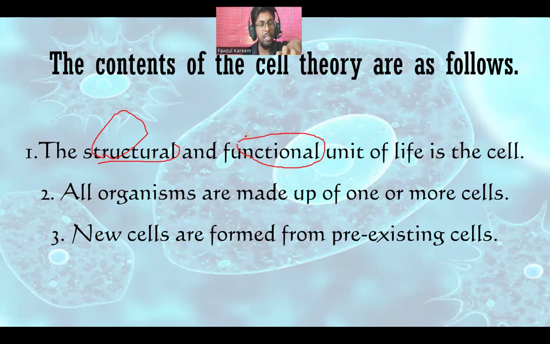The functional unit means they are the ones who work, and because they work, we work. The cells are working, that's why we are working. If I want to move my hand, these cells work together. If I want to run, my muscles must work, then only I can run. If I want to talk, the muscles in this area must work. The functional unit is the unit that does the work, and the structural unit and the functional unit is the cell. Is it clear about the structural and the functional unit?